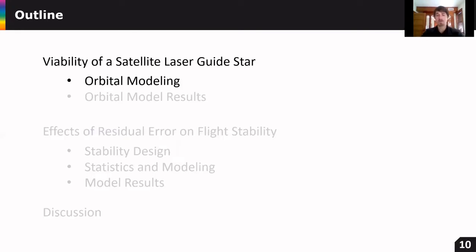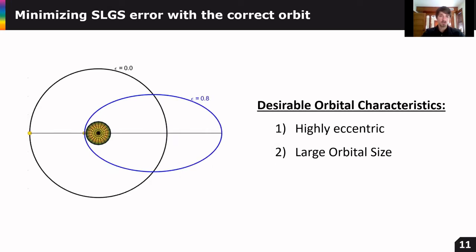So first, let's talk about my orbital model. So to minimize the error presented by a satellite laser guide star, there are two desirable orbital characteristics. One is highly eccentric, and two is having a large orbital size. And these two characteristics minimize the lateral motion of the satellite in the sky at the moment of launch.